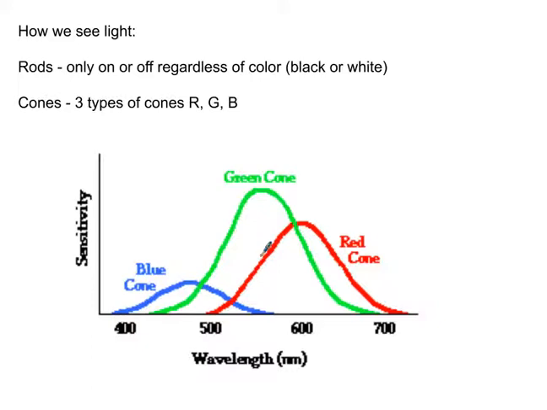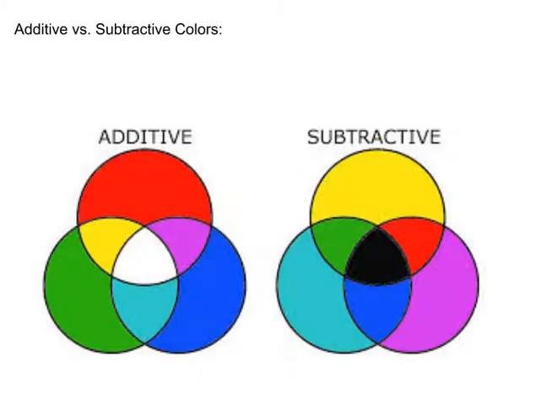Okay, and you can see there is some overlap there. And so basically our brain interprets, hey, if the blue cone's excited and the green cone's excited this much, then it's this color. And if the green cone and the red cone are excited this much, it's going to be this color. If it's something in the middle, then it's this color. So by which cones get excited is how our brain interprets what color something is.